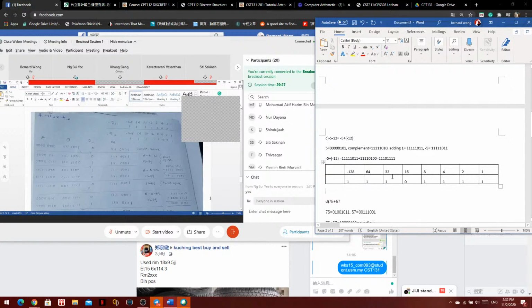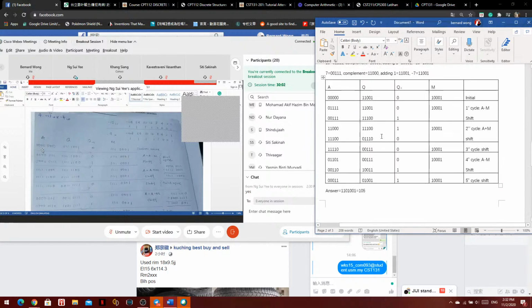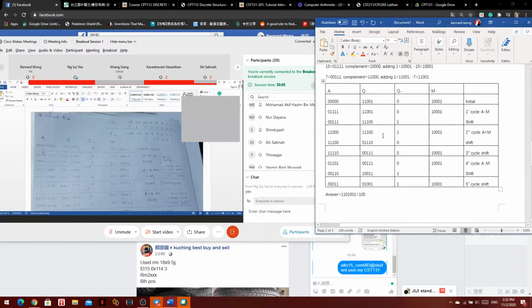Okay, so this question is negative 15 times negative 7. So I find the value for negative 15 and negative 7. And then negative 7 I put as the Q. So I set the initial value for A as all 0, and Q negative 1 is also 0. So I shift the last number from the Q to Q negative 1. So it's 1 into 0, so we need to subtract M from A.